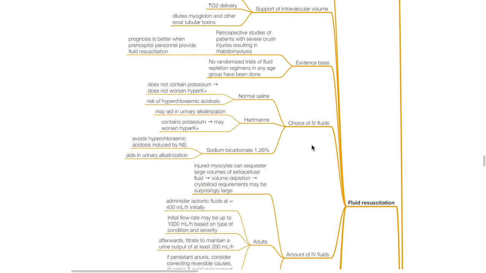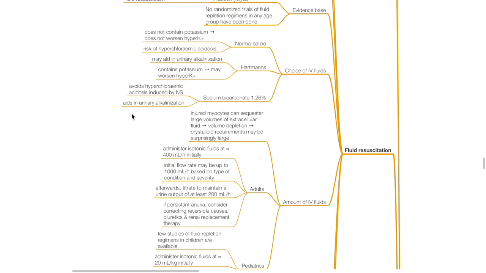For example, normal saline does not contain potassium and this does not worsen hyperkalemia. However, there is a risk of hyperchloremic acidosis. Hartmann solution may aid in urinary alkalinization. However, Hartmann's contains potassium and this may worsen hyperkalemia. Sodium bicarbonate 1.26% avoids hyperchloremic acidosis induced by normal saline and aids in urinary alkalinization.